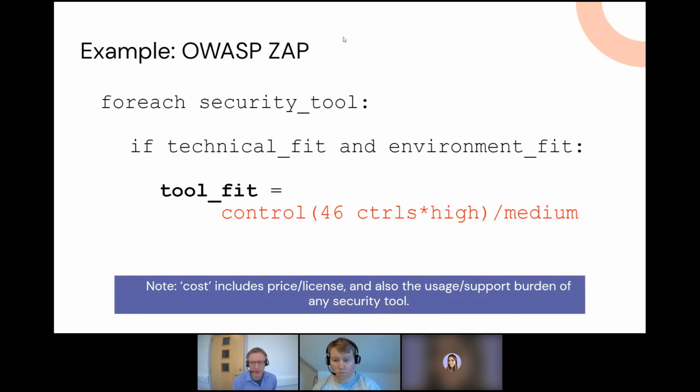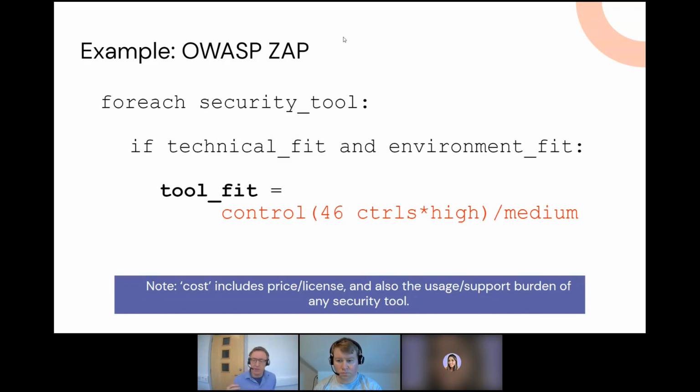If you then take a popular tool, we're big fans of OWASP ZAP. Assuming it's a technical and environment fit, you can then look at the controls, because if you take something like OWASP ASVS, OWASP ZAP is a good match for around 46 of those controls. And assuming those controls are things like SQL injection and other authorization and security headers that you're interested in, that means they're high priority for you.